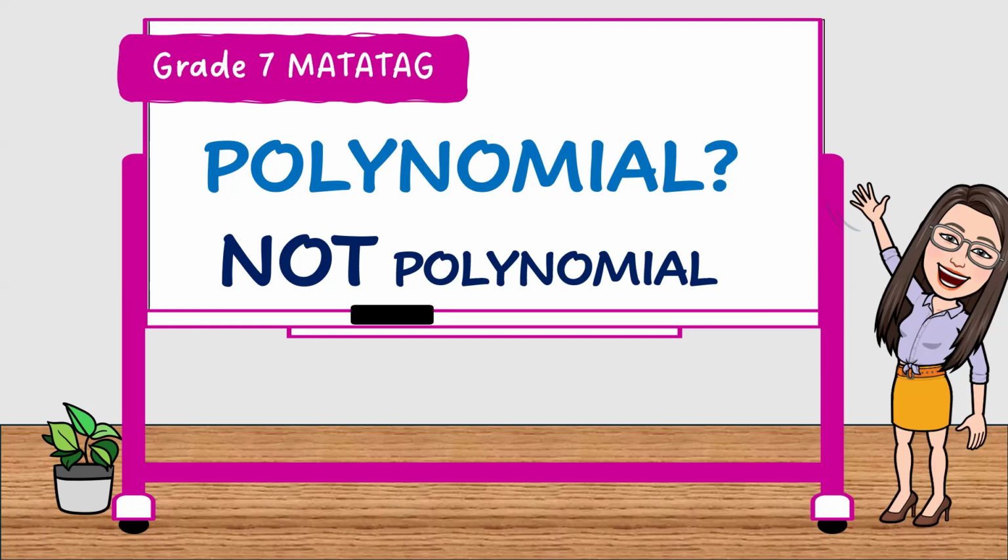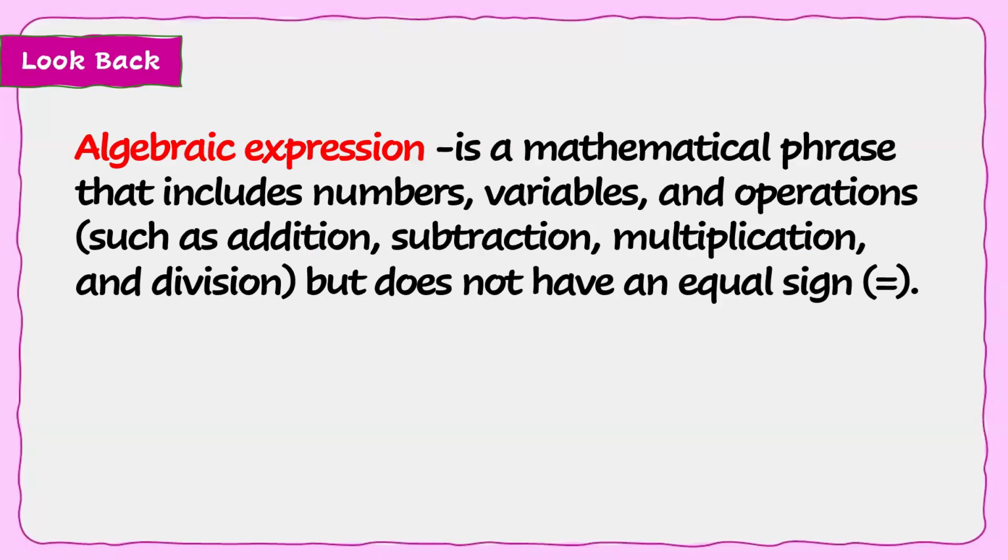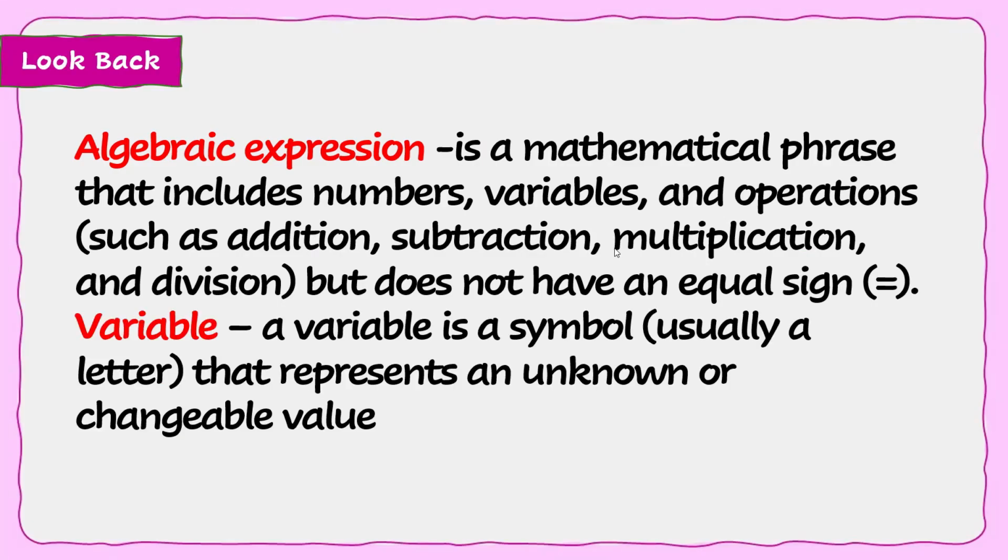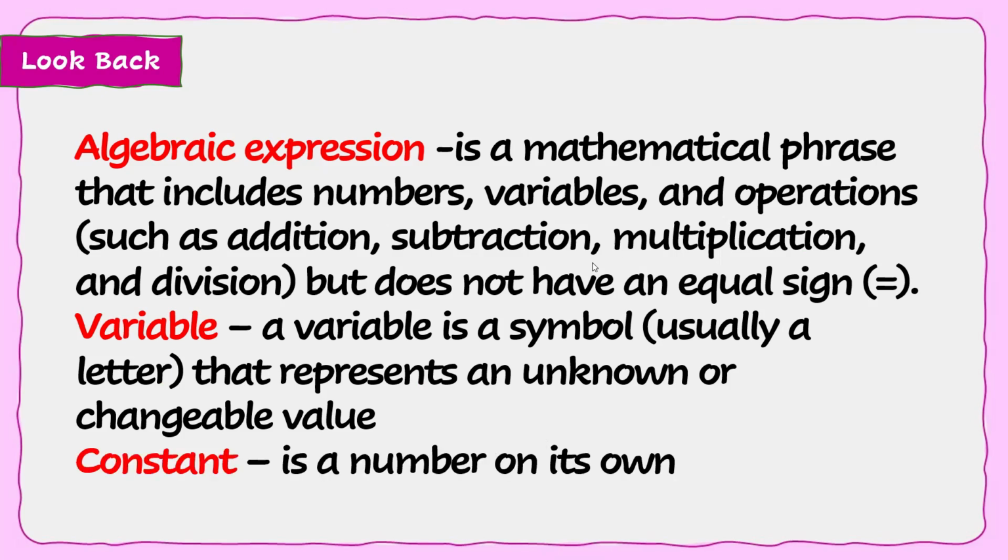Polynomial or not polynomial. Before we move on to our discussion, we're going to recall the important terms that we might encounter as we go on with this topic. First one is algebraic expression. It is a mathematical phrase that includes numbers, variables, and operations, but does not have an equal sign. Next one is variable. A variable is a symbol, usually a letter, that represents an unknown or changeable value. Last one is constant. It is a number on its own.